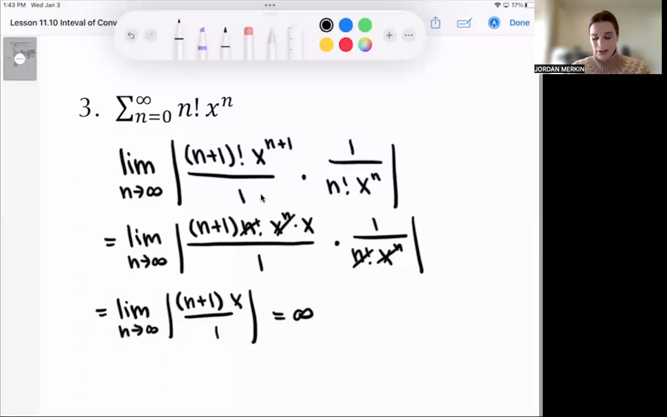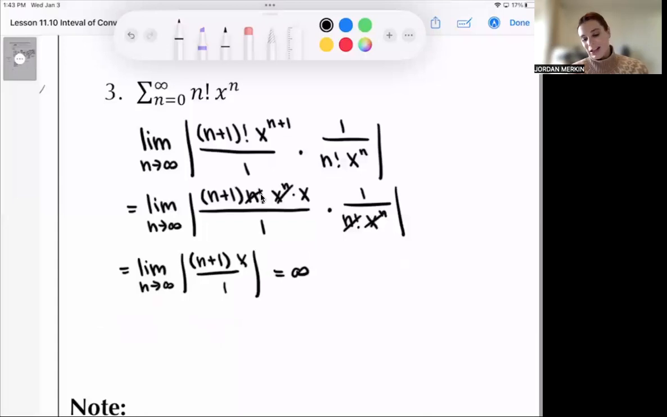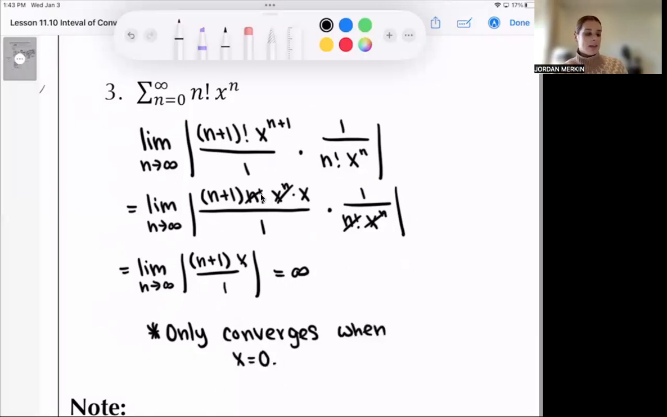So this one, and x equals 0 is a weird case, right? Where you're just adding up 0 plus 0 plus 0. But it only converges when x equals 0. So there is no interval of convergence, sorry, and there is no radius of convergence. It would just be 0.